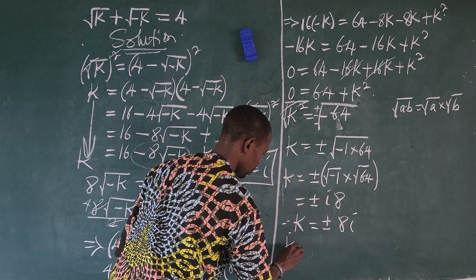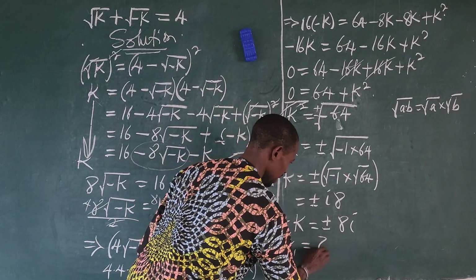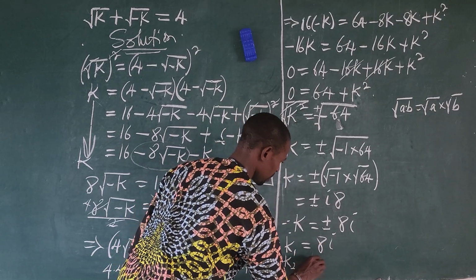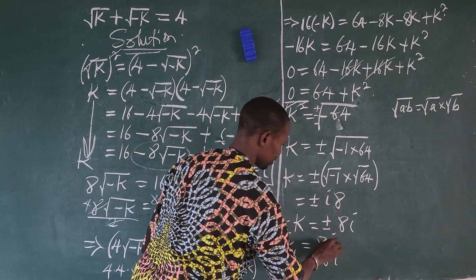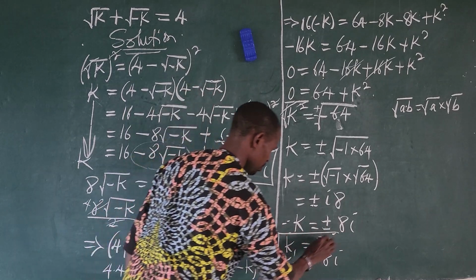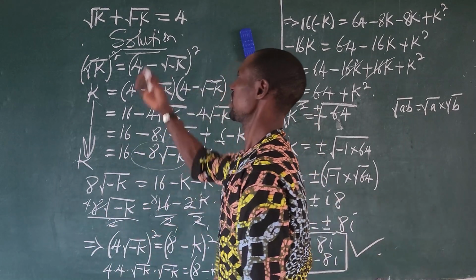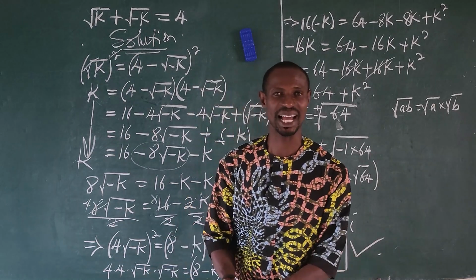So we now have k1 equal to 8 iota, and k2 equal to minus 8 iota. So these are the two roots that satisfy the original equation here. A very simple one at that.